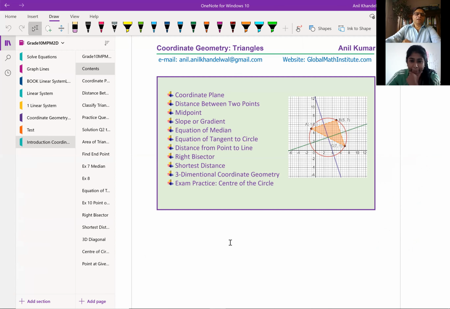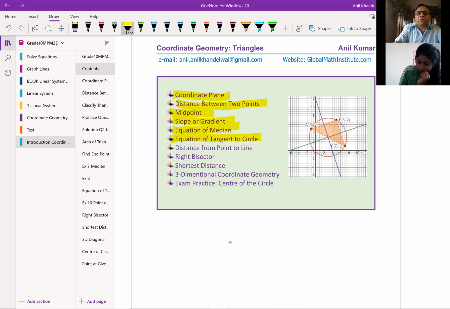Perfect. So today we're going to look into coordinate plane basics, distance between 2 points, what is the midpoint, and how do we find coordinates of midpoints, slopes and gradients, equation of median. Now, in a triangle, median is when you connect a vertex with the midpoint of the opposite side. So the line connecting the vertex and the midpoint of the opposite side is the median.